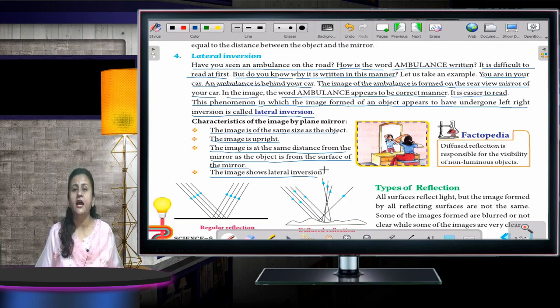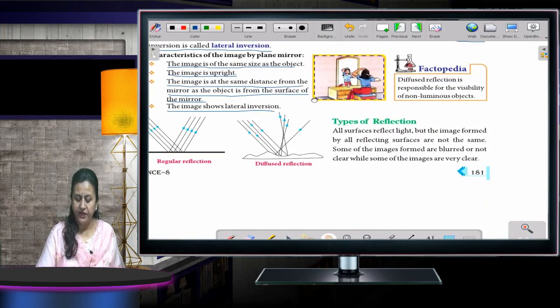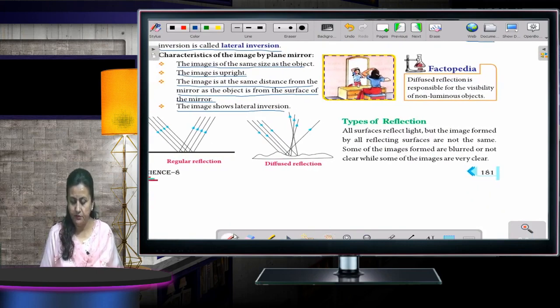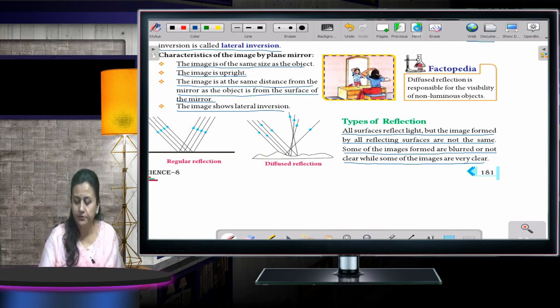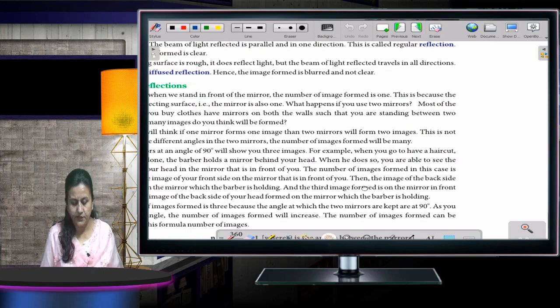Now, types of reflection. The next topic is types of reflection. All surfaces reflect light, but the images formed by all reflecting surfaces are not the same. Some of the images formed are blurred or not clear, while some of the images are very clear. So it depends. Now moving to the next one.